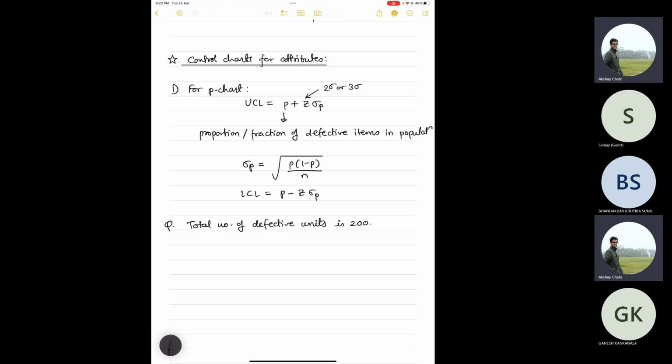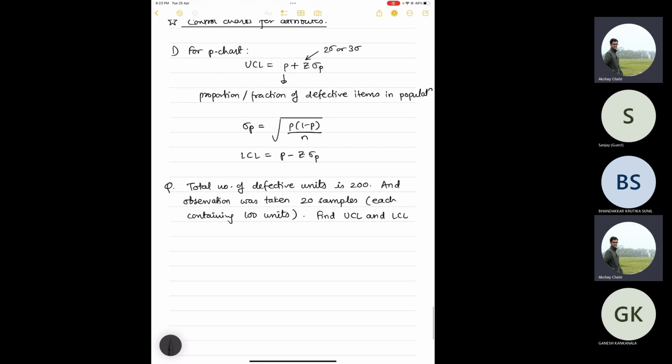The question is: the total number of defective units is 200. This is the data, and observation was taken for 20 samples, each containing 100 units. Then find UCL and LCL for 3 sigma limits. This is a typical question that is asked in this context.